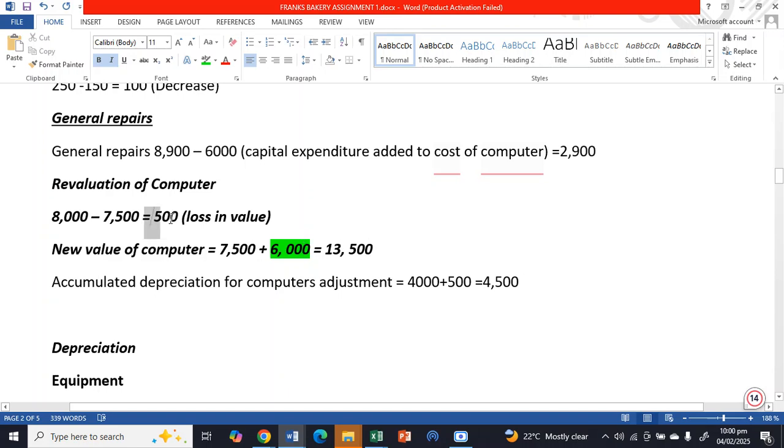Then this 500 here, it will be in the statement of profit or loss. Then you add it to the provision for depreciation for the computers. This 4,000 here is the provision for depreciation for the computers. You add plus 500, 4,500.